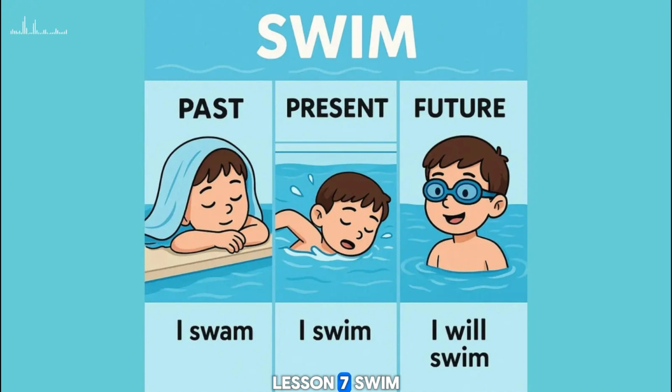Lesson 7. Swim. Picture number 7. The verb is swim. Past, a wet towel. The child is resting. We say, I swam. S-W-A-M. Swam is past tense. This is a special verb. Present, swimming in the pool now. We say, I swim. Future, goggles on, ready to swim. We say, I will swim. Special verb. Swam, swim, will swim.